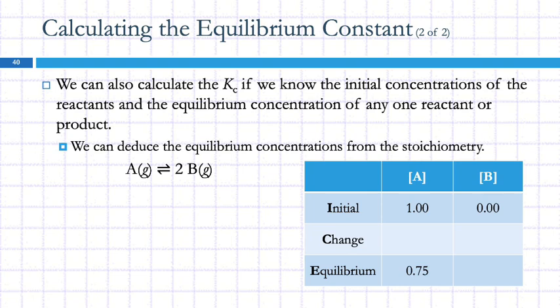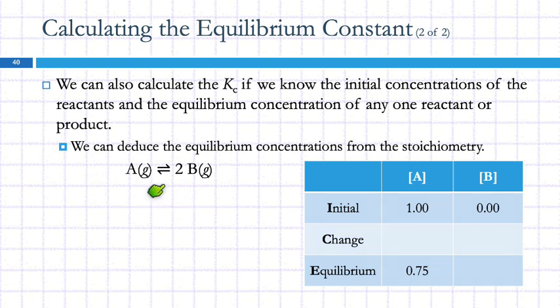Measuring the equilibrium concentrations of all the things can be difficult, if not impossible. So this is much easier because we can know the initial concentrations, because that's what we put in there. We made that happen. We let it go to equilibrium, and we just need to get one of the equilibrium concentrations. How do we do this? Well, we can figure out or deduce the equilibrium concentrations from the stoichiometry.